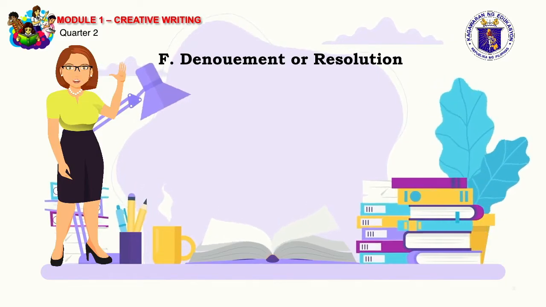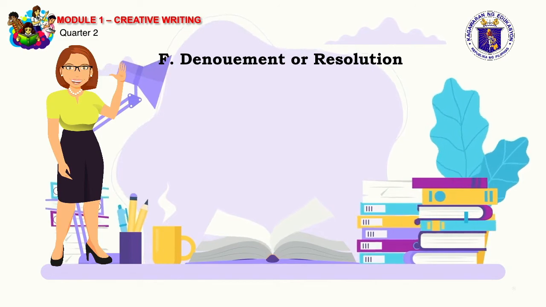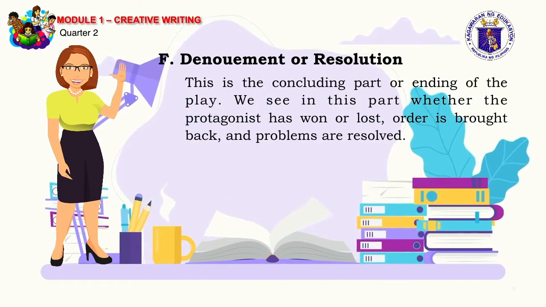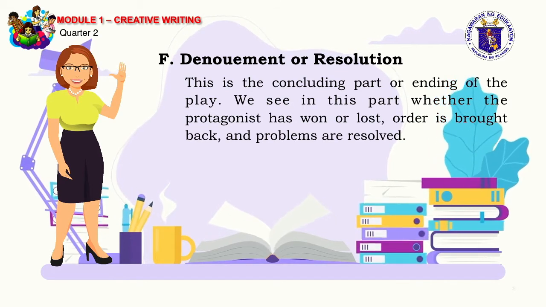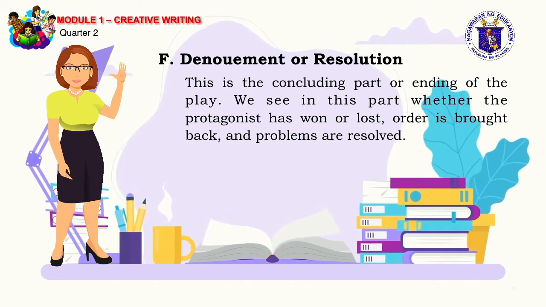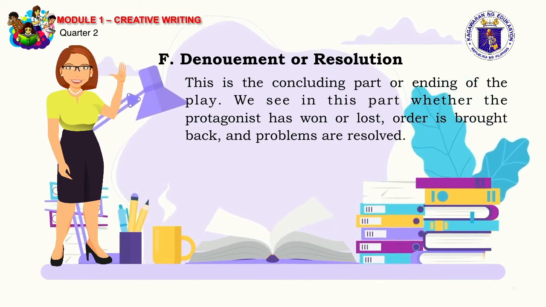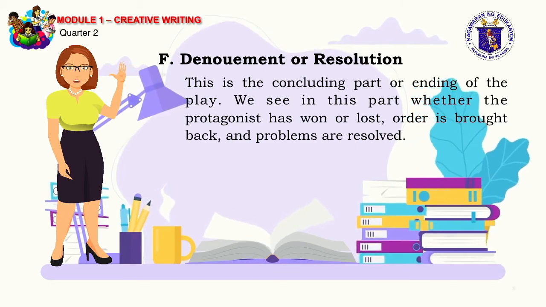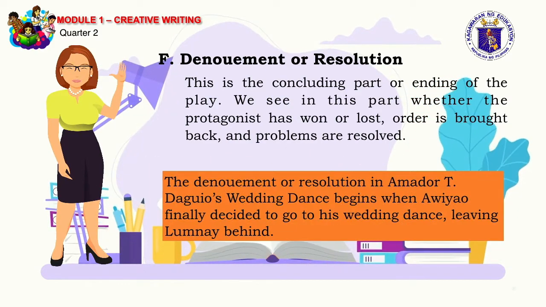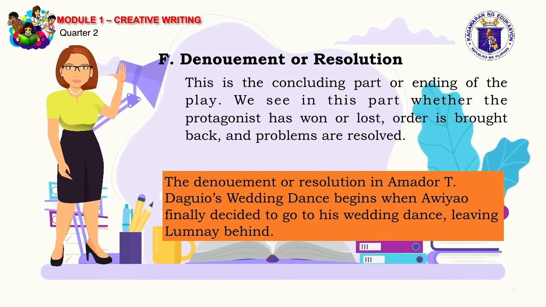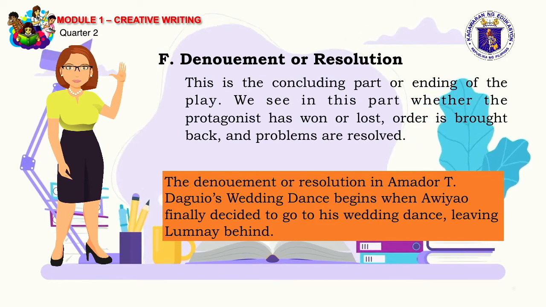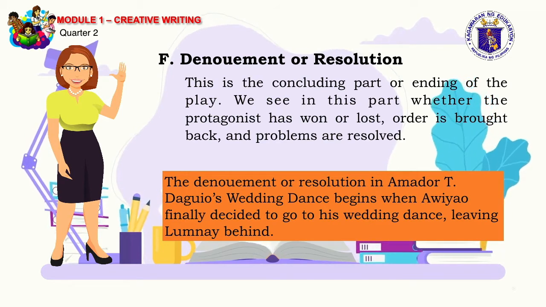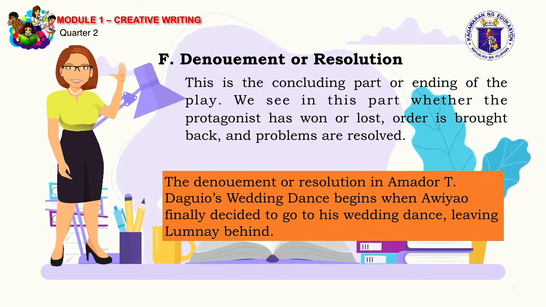And now, let's talk about the denouement or resolution. This is the concluding part or ending of the play. We see in this part whether the protagonist has won or lost, order is brought back, and problems are resolved. The denouement or resolution in Amador T. Daguio's Wedding Dance begins when Awiyaw finally decided to go to his wedding dance, leaving Lunay behind.